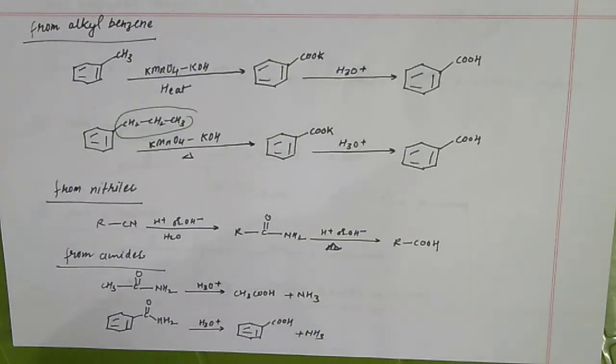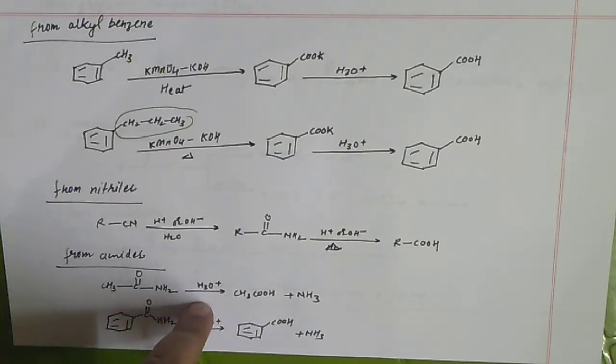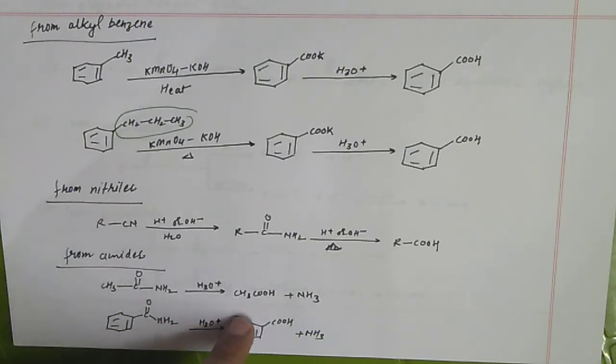Now the next method is from nitriles. Nitriles can also be converted into carboxylic acid by the use of water. Alkyl nitriles can be directly converted into carboxylic acid. And the next one is amides. Amides are also able to convert into carboxylic acid, though rarely. Aliphatic amides, on reaction with water or hydronium ion, give the carboxylic acid. And benzamide also gives benzoic acid.